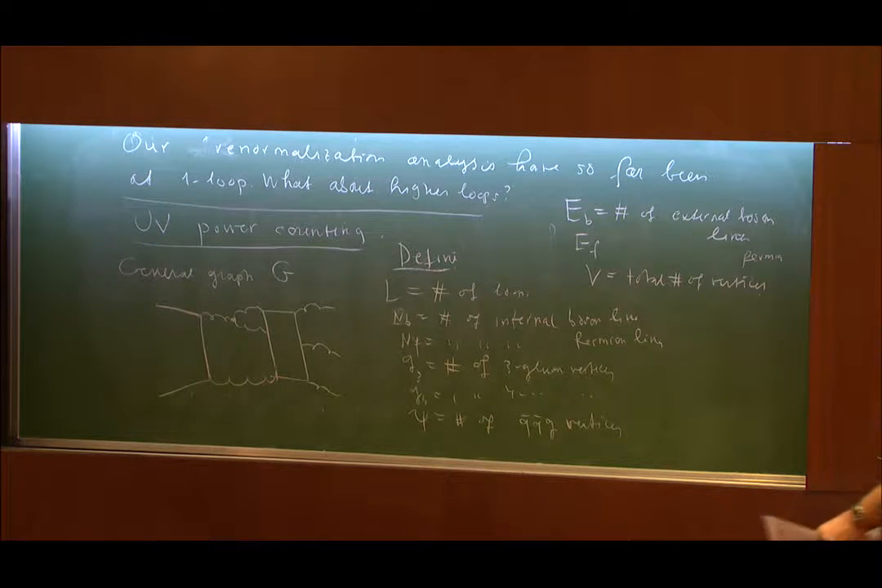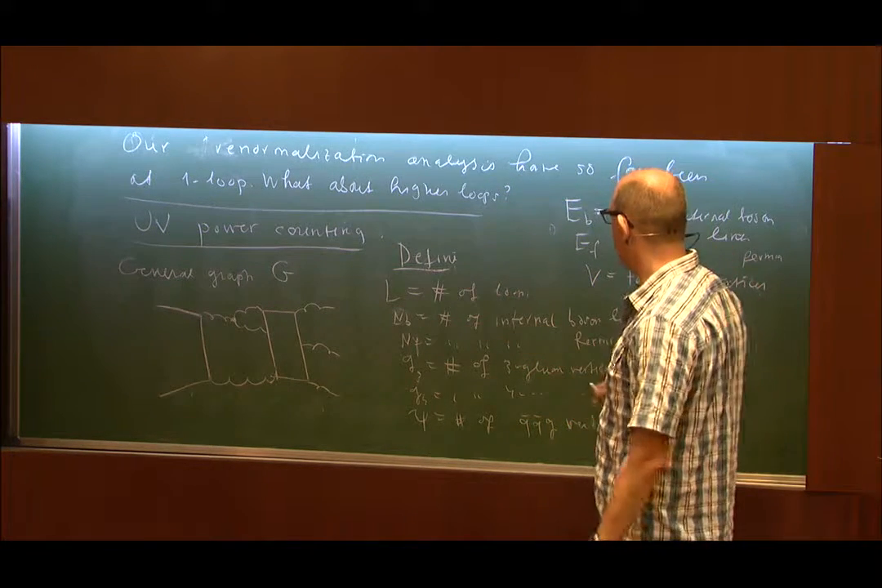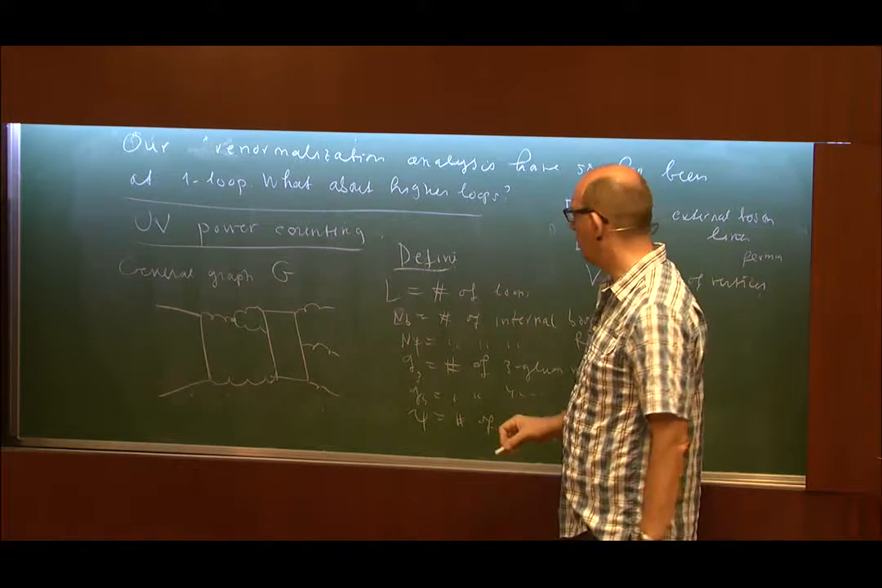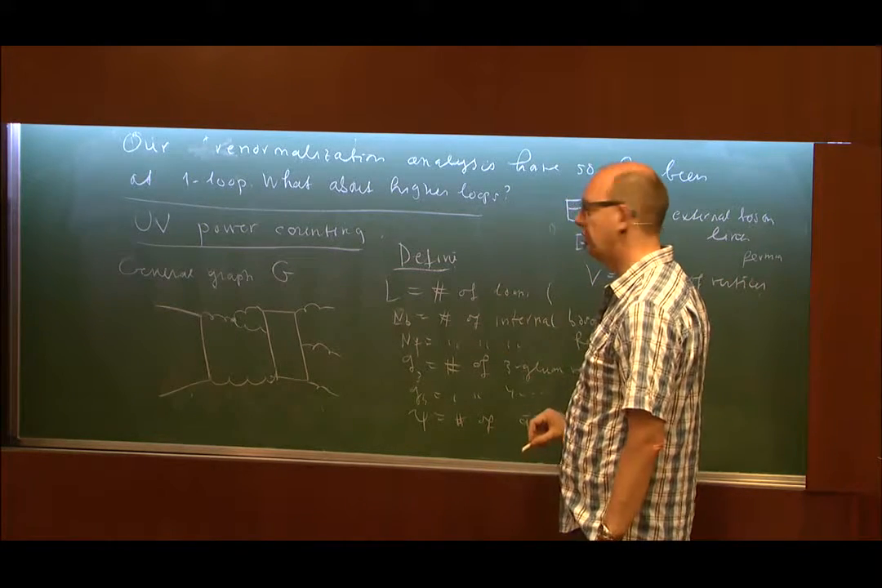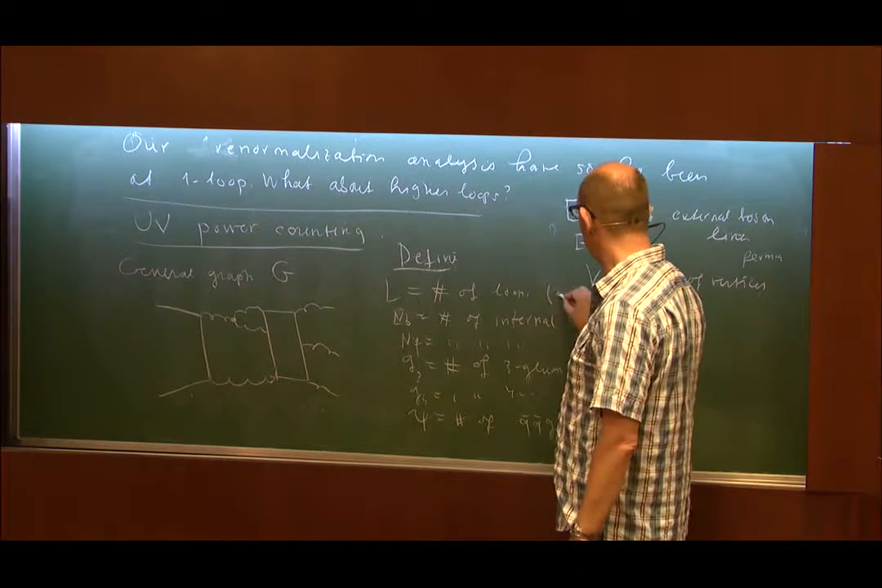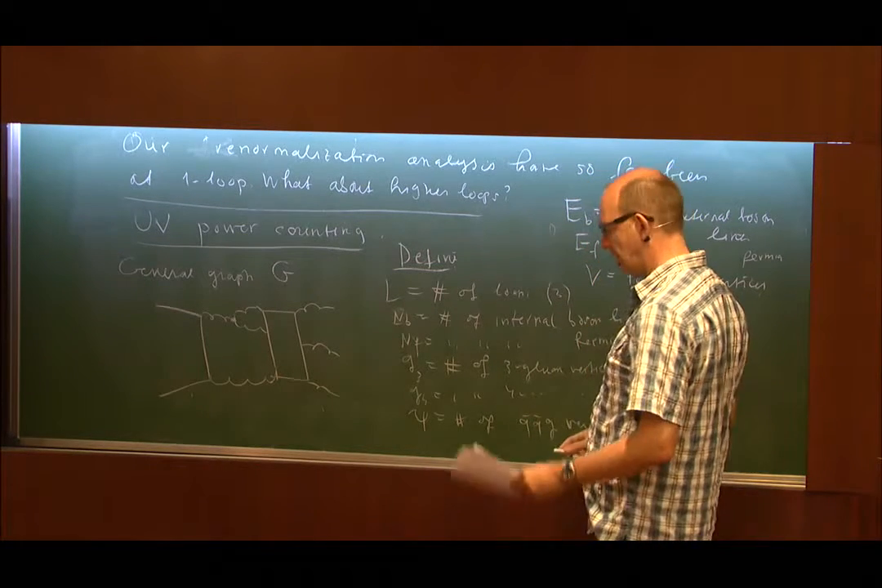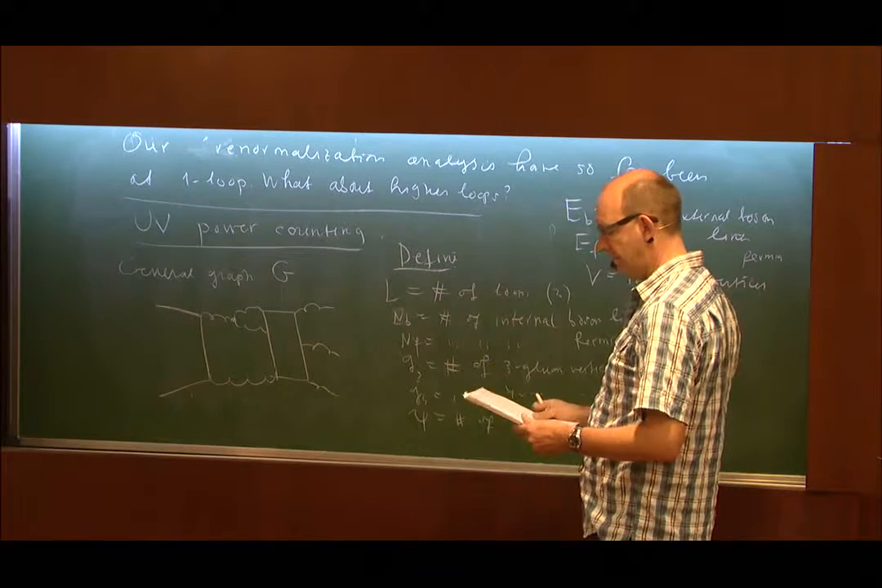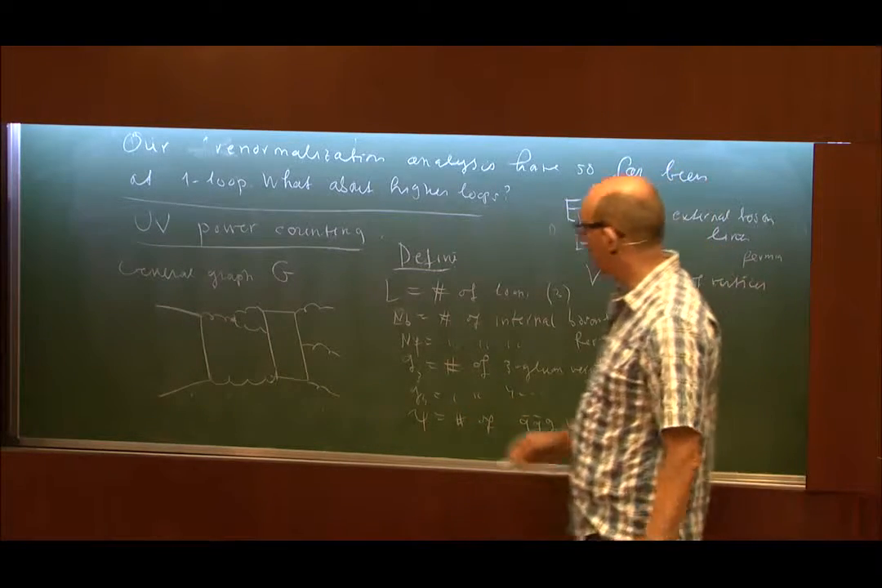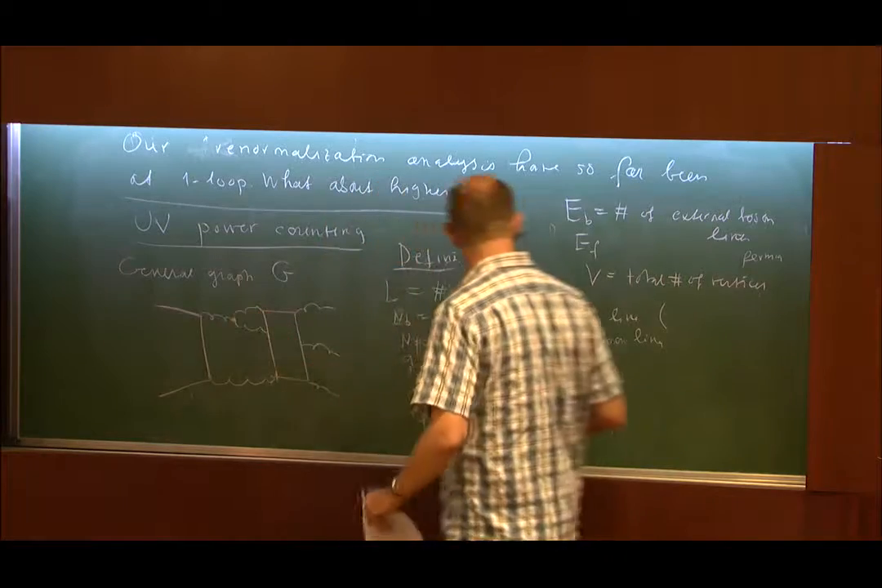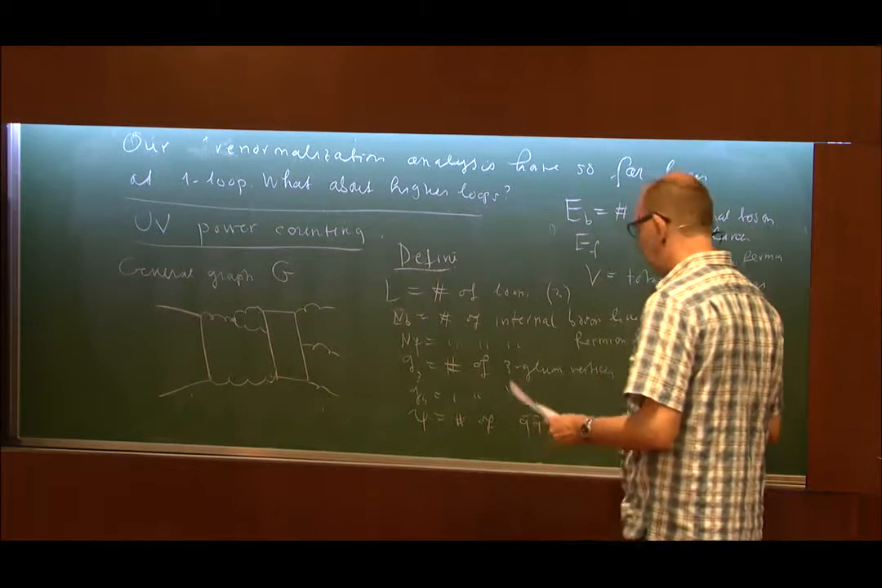So what is the degree of divergence of this diagram? Well, let's first actually inspect the diagram and put some numbers here. So you can help me out. How many loops do we have here? 3 loops. What is the number of internal boson lines? 4, right? 1, 2, 3, 4. Number of internal fermion lines?